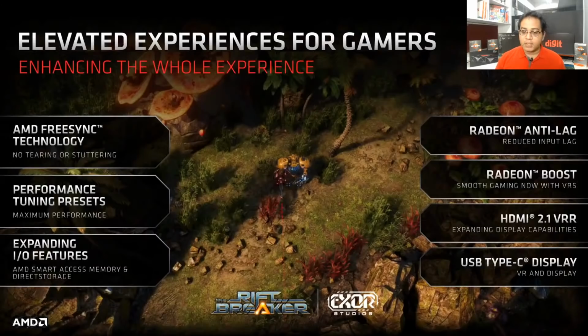Moving on. It's not just pure FPS crunching that graphics cards do. The overall gaming experience is also enhanced by use of several APIs and features. Now we have several of those highlighted here. There's FreeSync, which matches your monitor's refresh rate to the FPS that you get in games.